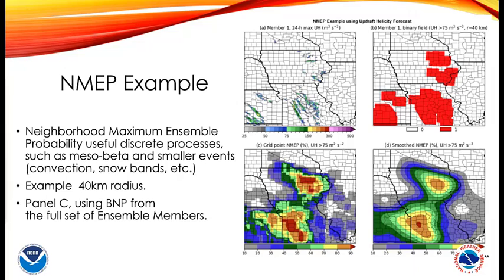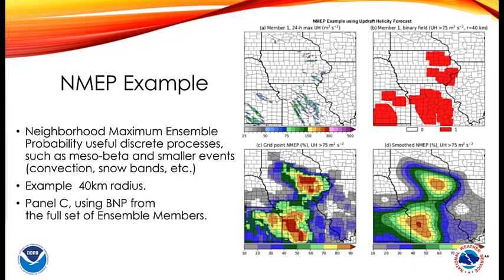Classic convection, as we see in a CAM-allowing model for the HREF, where we get the HREF and its different members. In this example, there's a 40-kilometer radius, a circle there, and we can see in panel C from the binary from the full set of ensemble members where the hits are. 90% of those in that area are hit. So let's say there's 10 models, there'd be 9 that would hit with a 50 dBZ or whatever value you have here. This is updraft helicity of a certain value.